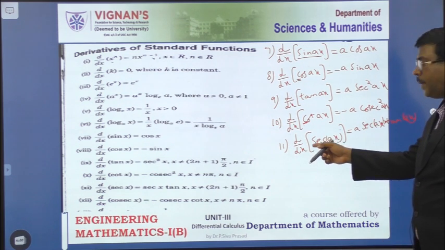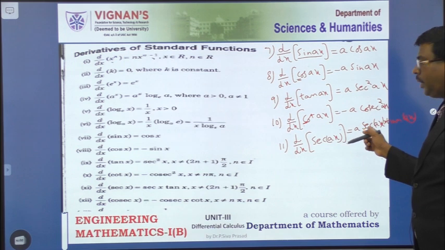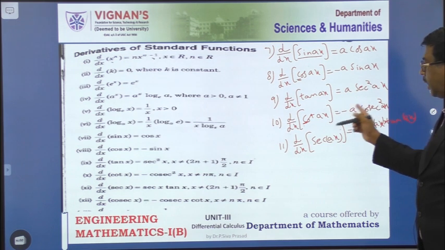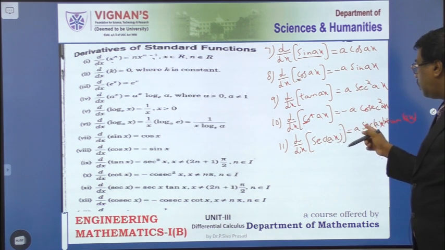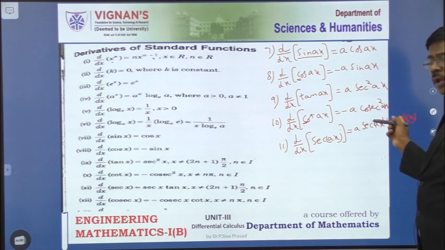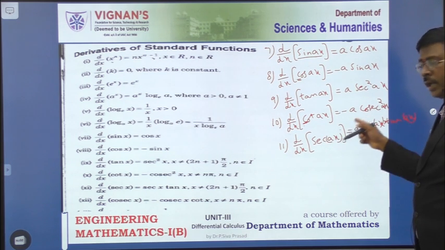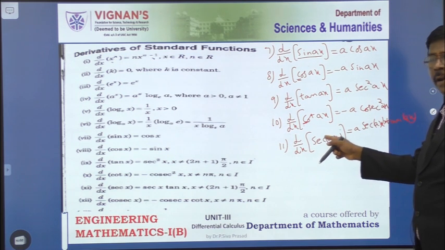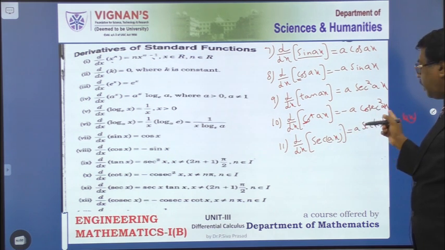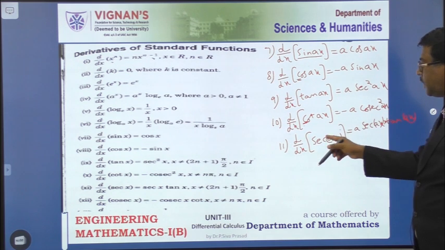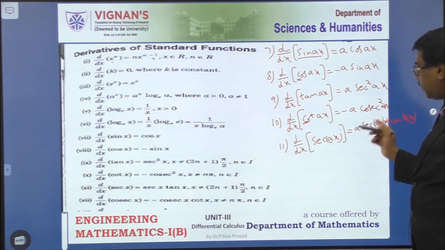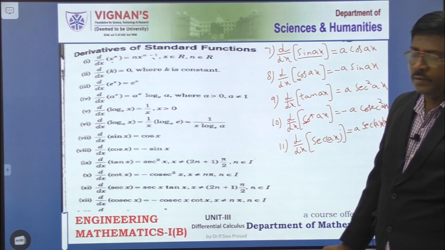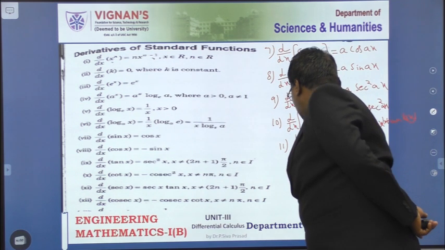Therefore, how will I practice: d by dx of secant x is equal to 1 into secant x into tan x. d by dx of secant 2x is equal to 2 into secant 2x into tan 2x. d by dx of secant 3x is equal to 3 into secant 3x into tan 3x. d by dx of secant 4x is equal to 4 into secant 4x into tan 4x. And d by dx of secant 5x is equal to 5 into secant 5x into tan 5x. Likewise, you have to practice all these formulas.